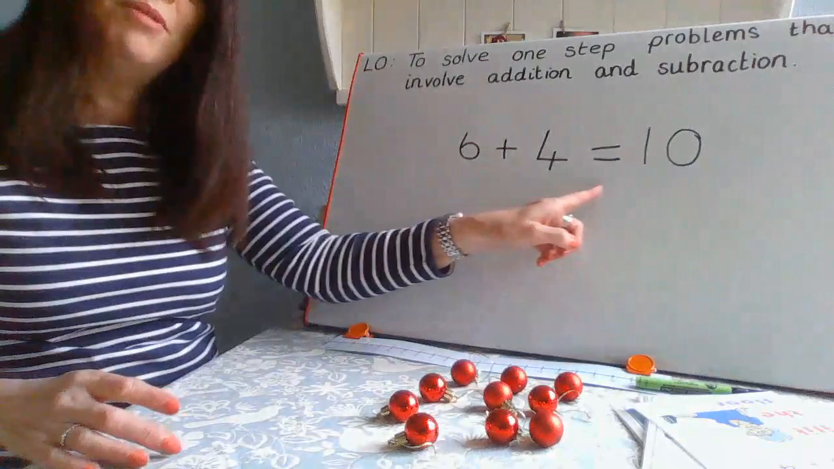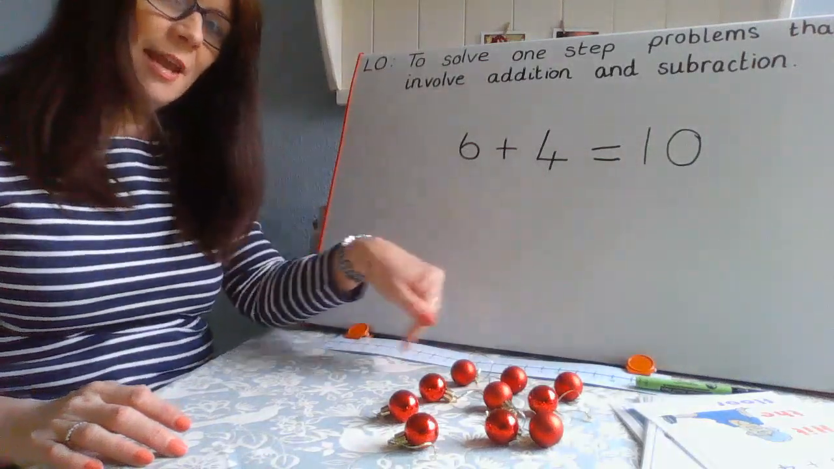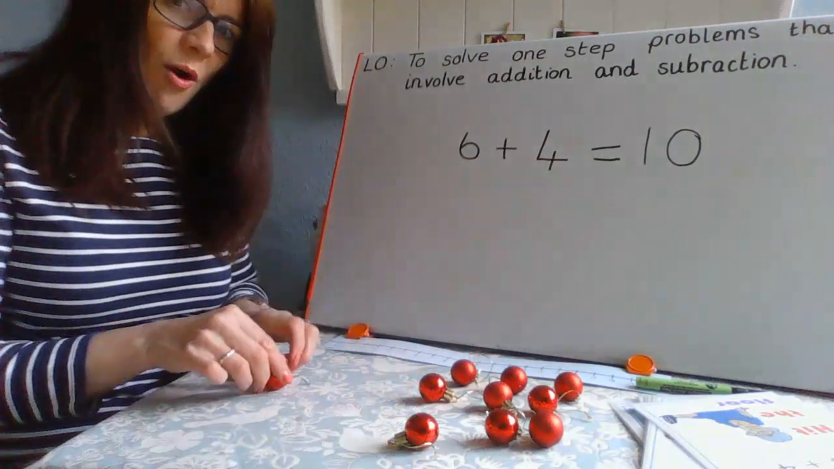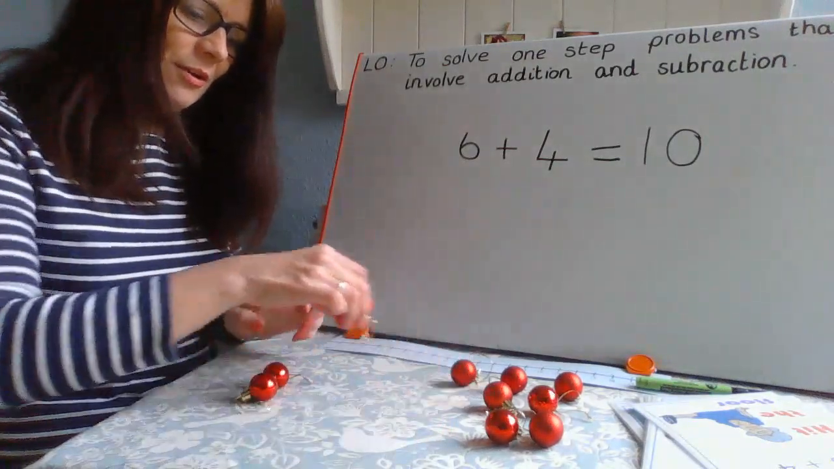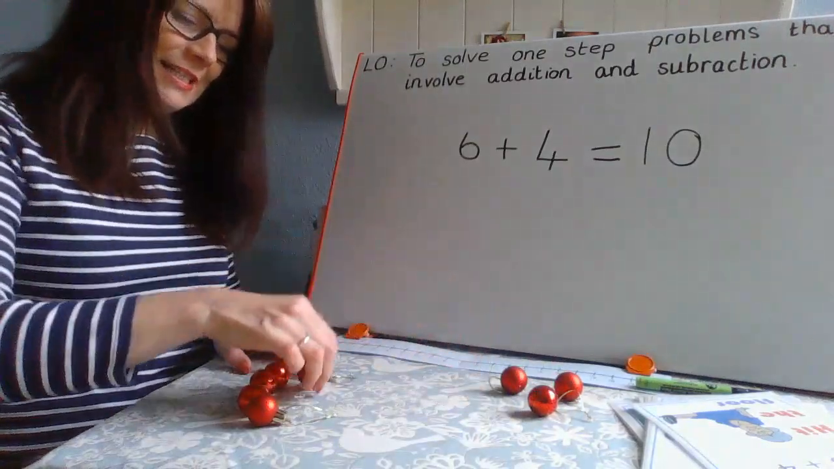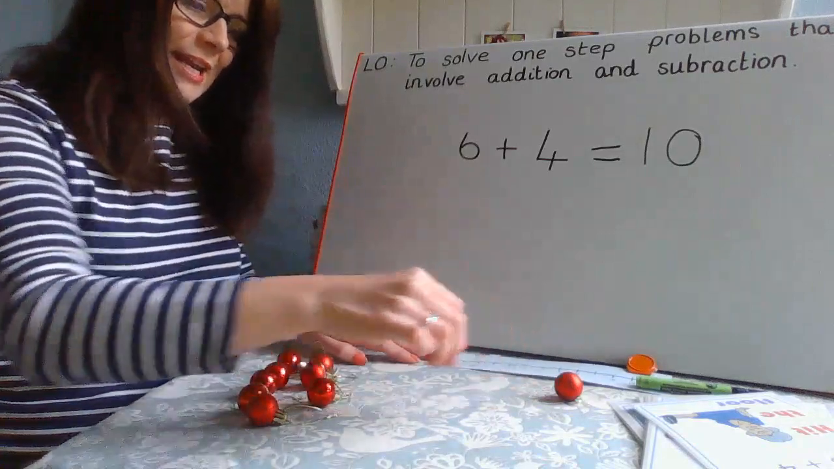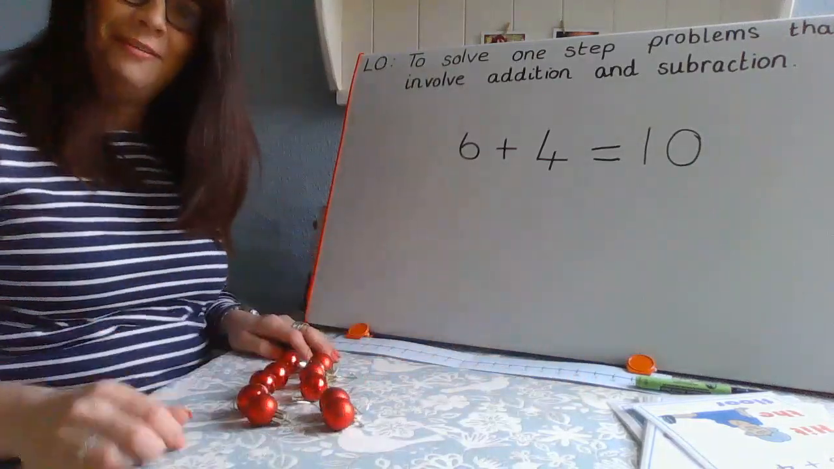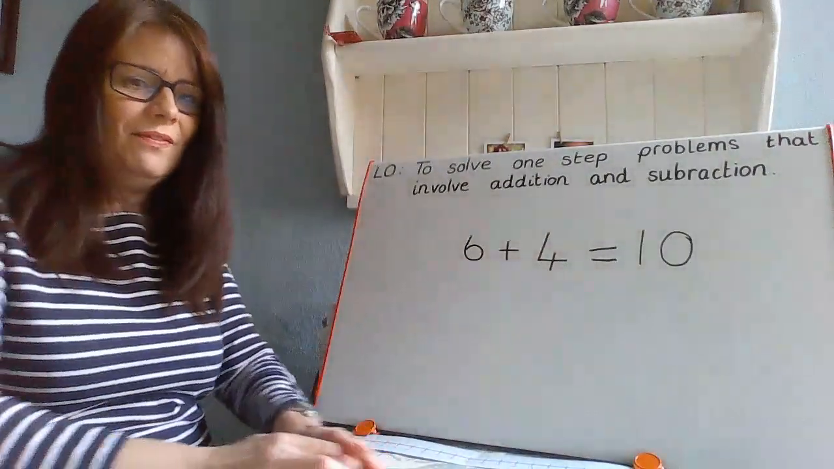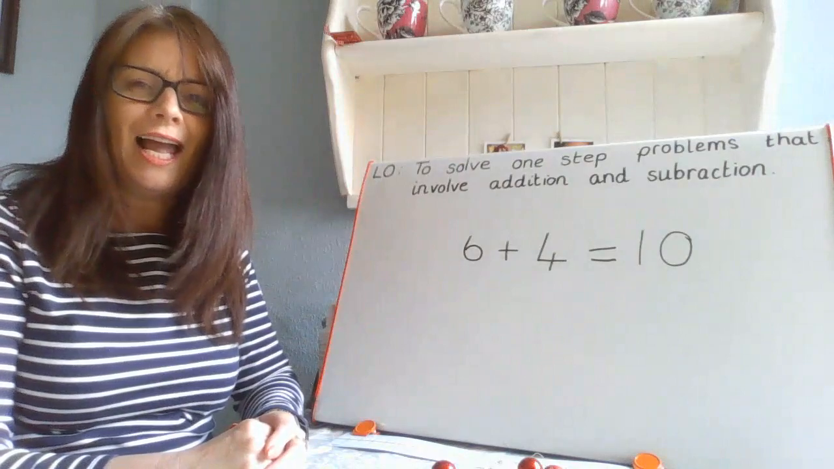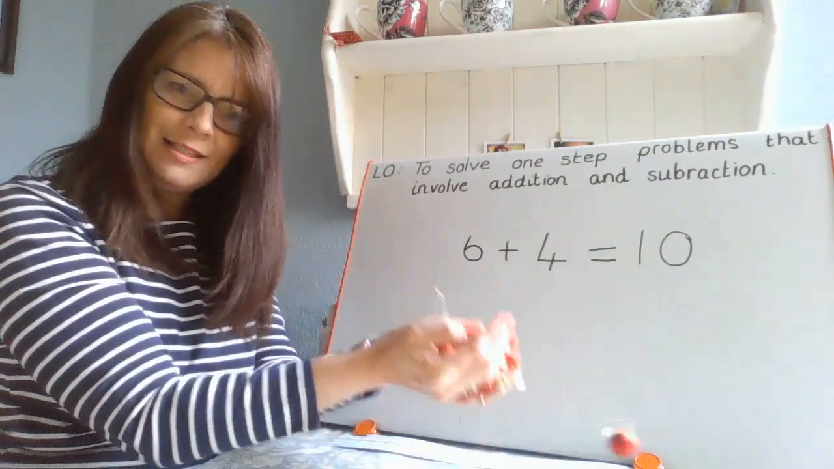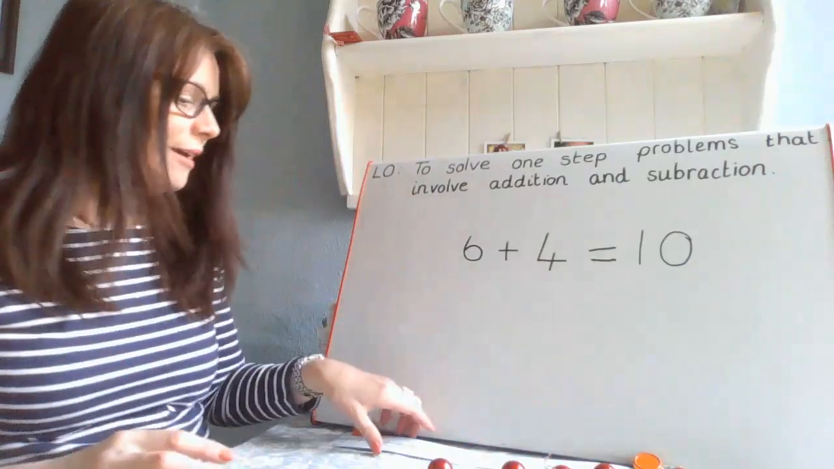Now, if my number bond rap is correct, it means I've got 10 objects here. Shall we check? 1, 2, 3, 4, 5, 6, 7, 8, 9, 10. That is correct. So I can use my number bond rap. I can use objects. There's another way.